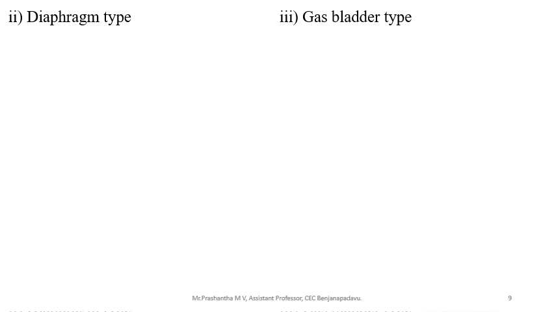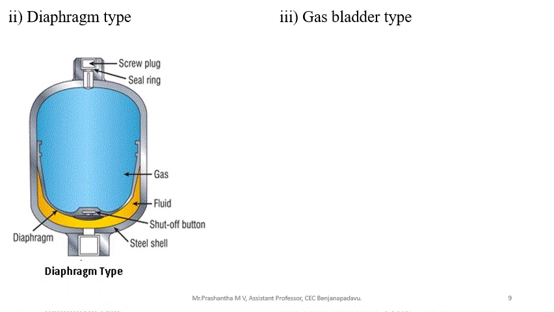The second and third types are diaphragm type and gas bladder type accumulator. First we will move on to the diaphragm type gas loaded accumulator. We will move to the construction and diagram. See here the diagram, it shows the diaphragm type gas loaded accumulator.